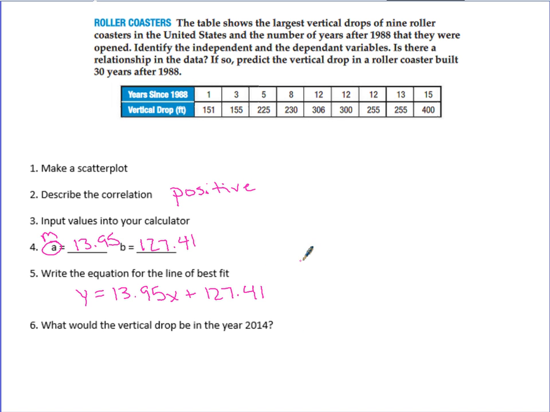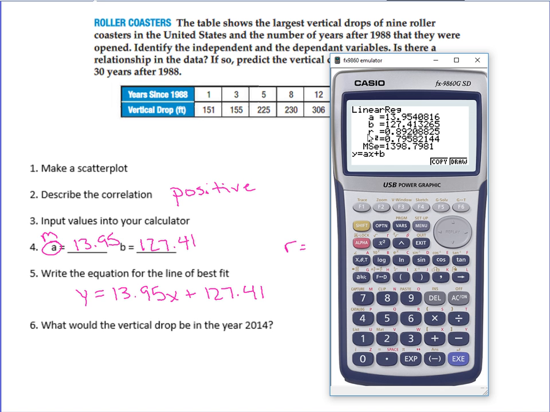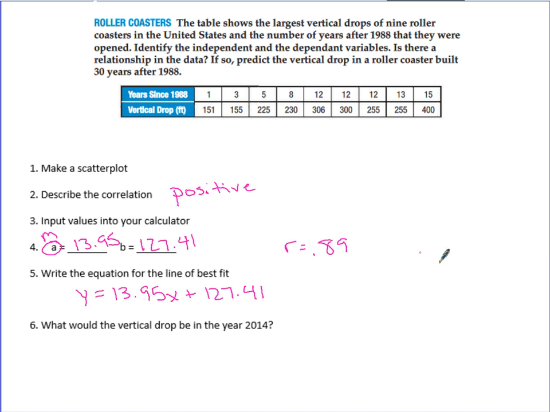Whenever we write an equation, we want to look at r, because r tells us how good our equation will be at predicting. The calculator will give you r as well. So here I have r equals 0.89. That is really close to +1. So that is a strong positive relationship, or positive correlation. We would say that this equation is a good model, meaning it really closely predicts the vertical drop of a roller coaster. And what we would do then is use this equation to predict numbers that are not in our table.